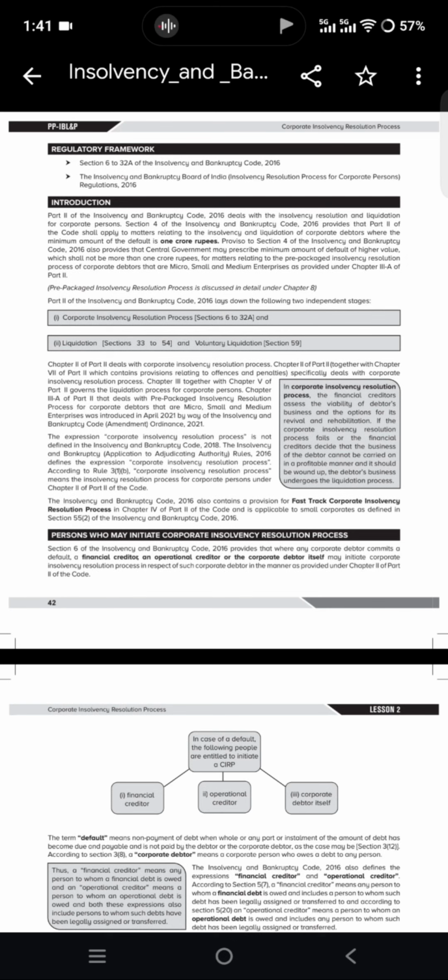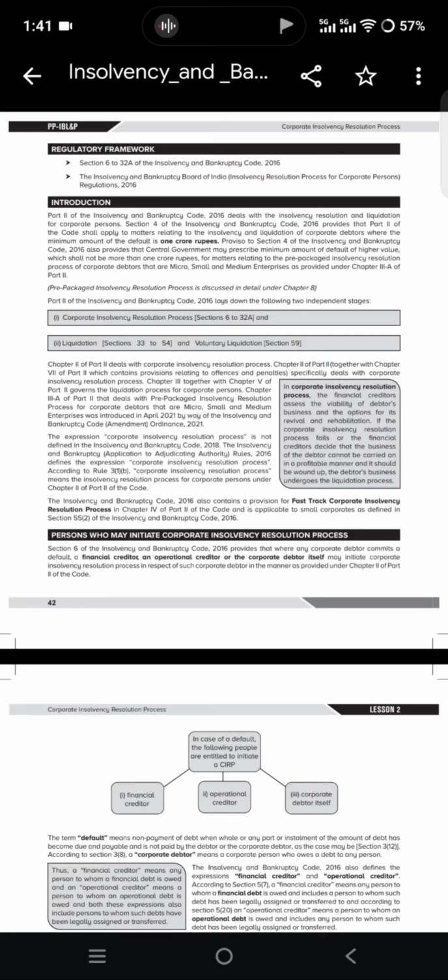So CIRP means the financial creditors assess the viability of a debtor's business and the options for its revival and rehabilitation. If the CIRP fails or financial creditors decide that the business of a debtor cannot be carried on in a profitable manner and it should be wound up, the debtor's business undergoes a liquidation process. And CIRP meaning, in the second para, last 3 lines: corporate insolvency resolution process means the insolvency resolution process for corporate persons under Chapter 2, Part 2 of the code.